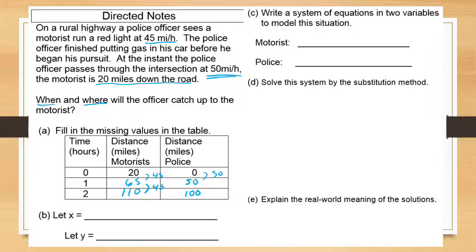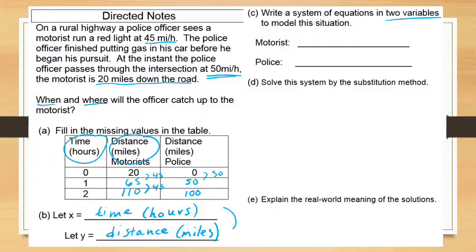Now we're going to define our variables. So x in this case is going to represent the time in hours. Y is going to represent our distance in miles. So now we're going to go ahead and write a system of equations in two variables. We just defined those two variables right here to model the situation.